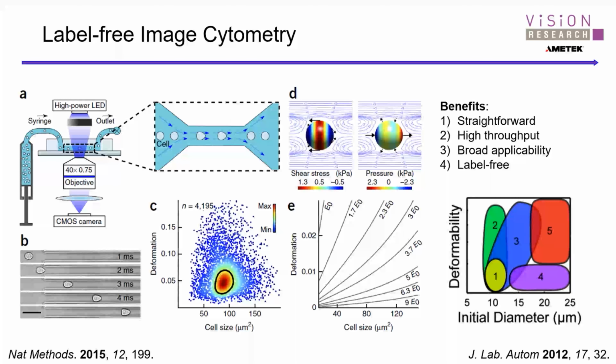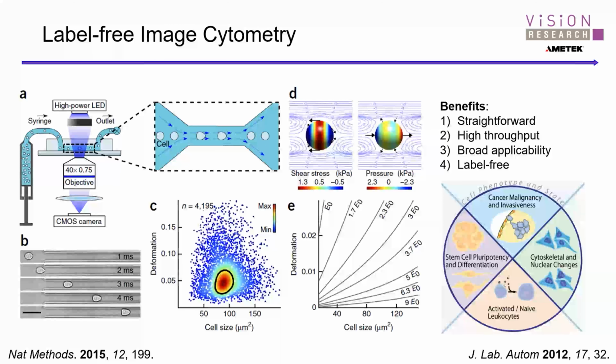So this is straightforward, high throughput, broad applicability, and label free, right? There's no need to stain your cells, tag them with fluorophores, and potentially kill the cells, right? These can potentially even be done in vivo, all right? And if you look at this 2012 review paper, they've demonstrated that this is viable for characterizing the phenotype and cell state for cancer malignancy, slight cytoskeletal changes, cell differentiation, and beyond.